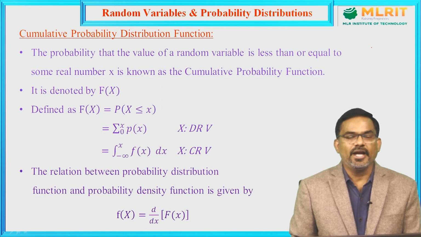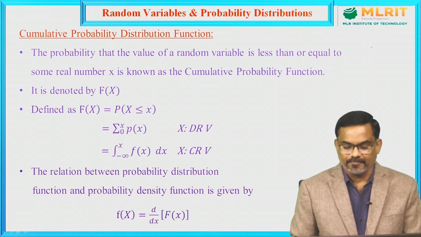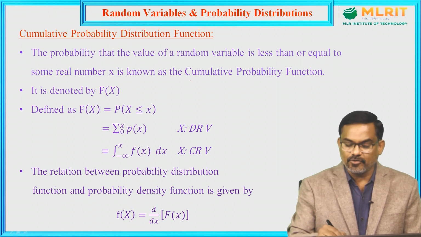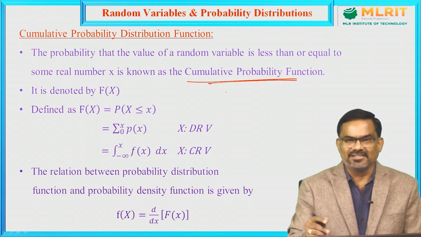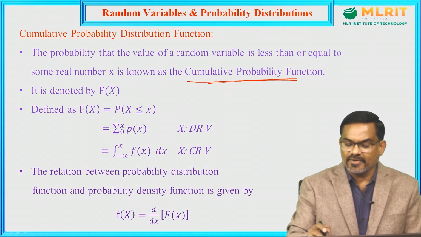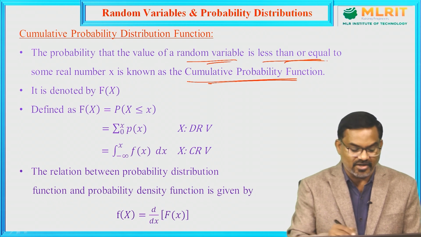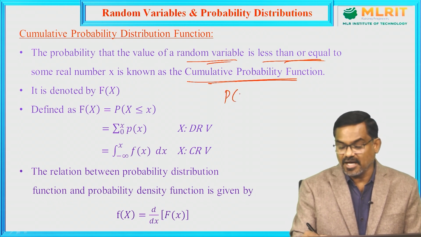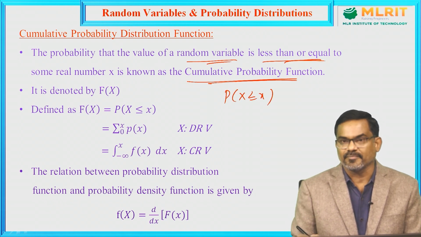Next, cumulative probability distribution function. Simply, the cumulative probability distribution function is the sum of the probabilities. So, the probability that the value of a random variable is less than or equal to some real number, for example, capital X less than or equal to x.